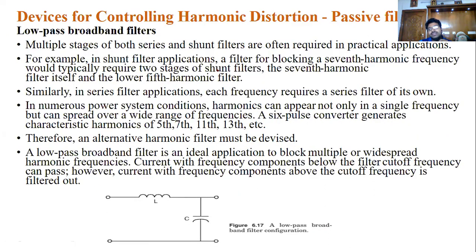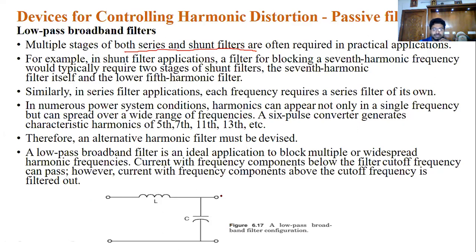Now we can utilize the advantages of both the series type as well as the shunt type. So we can come up with another type of filter. We can call it the low pass broadband filter.